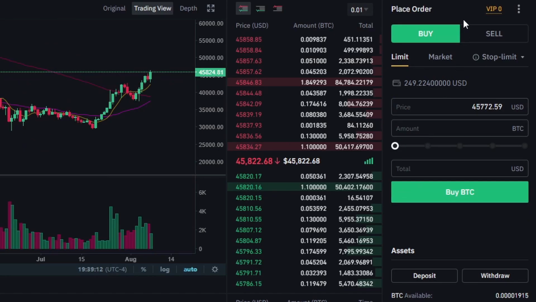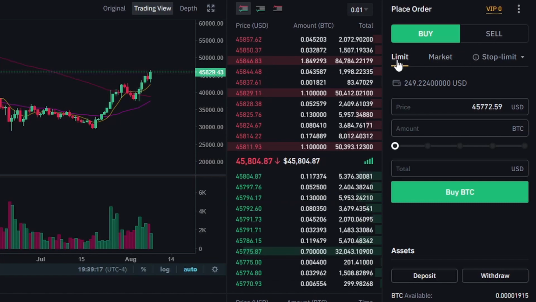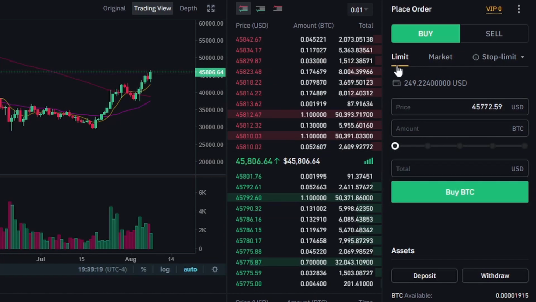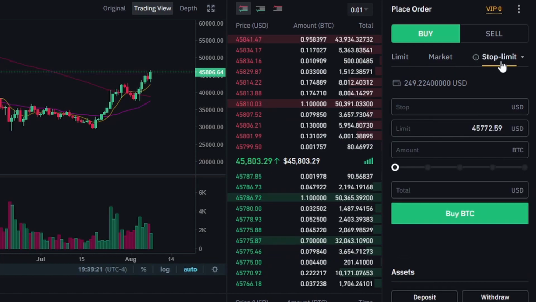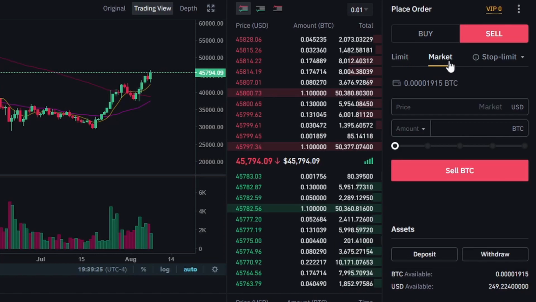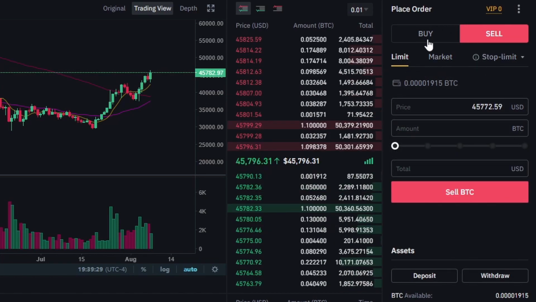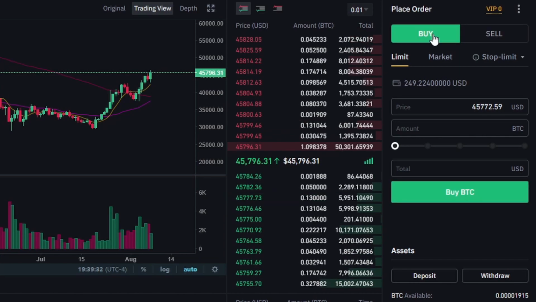So if we come to this right-hand side here, we can see buy and sell, and then we have various orders that we can do. We have a limit buy, a market buy, and a stop limit. And we also have the same thing for sell. We have a limit sell, a market sell, and a stop limit sell. So let's just go over what all these do and how you can place the orders. Let's go ahead and start with buying crypto.